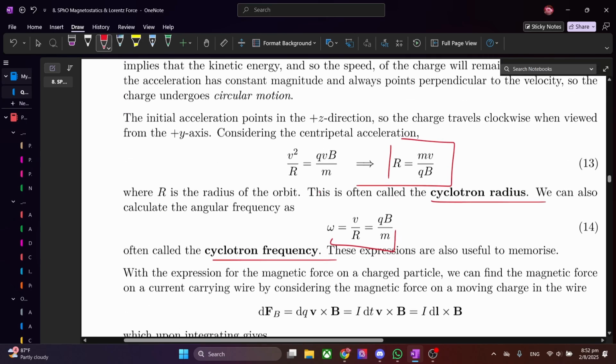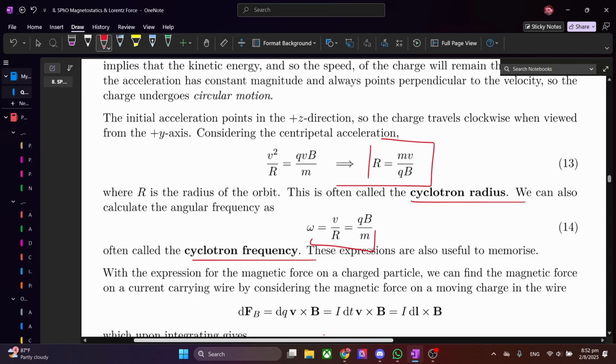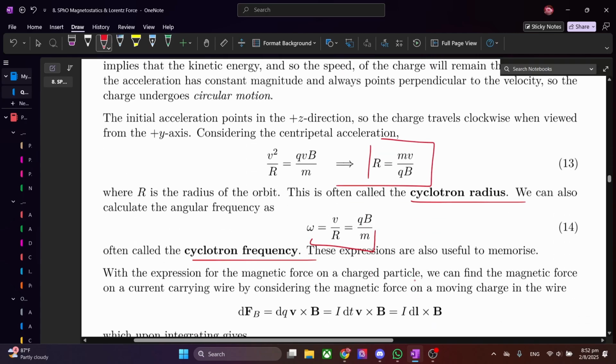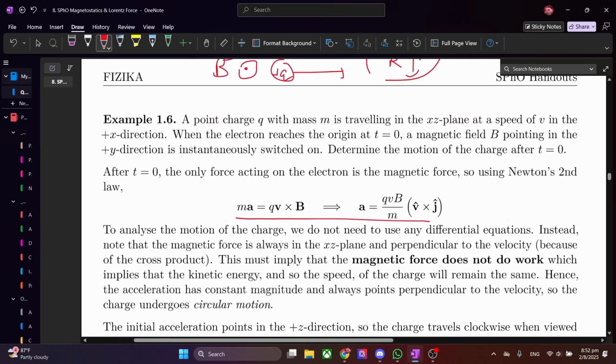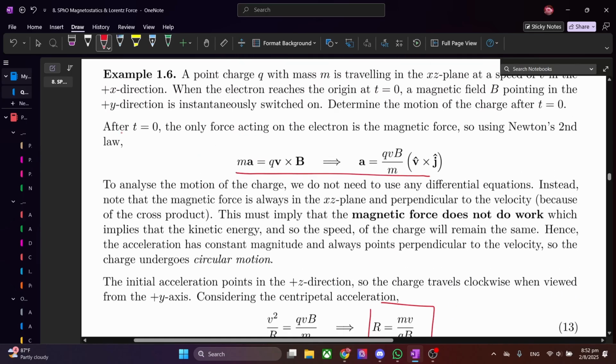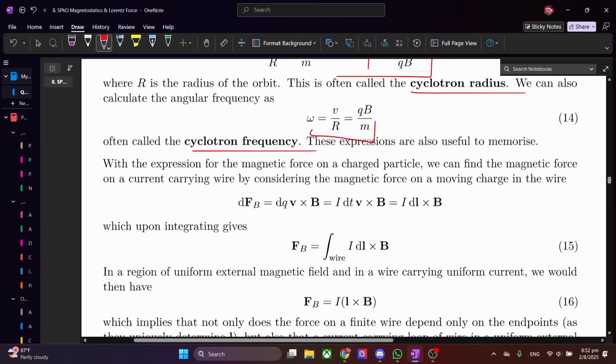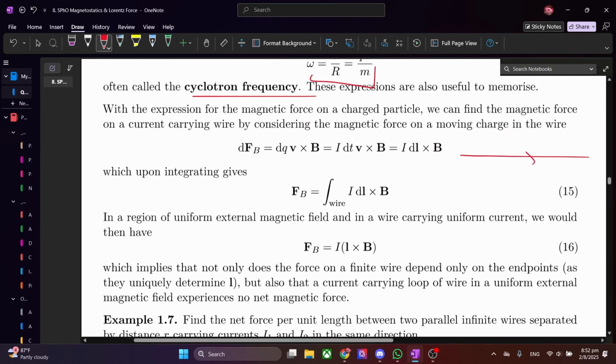These expressions are definitely very useful to memorize. You are probably going to use them a lot. You're probably going to use them at least once in SPhO. But I'll let you do the math and read yourself. Yeah, so now we'll consider currents instead. Okay, so currents, right?